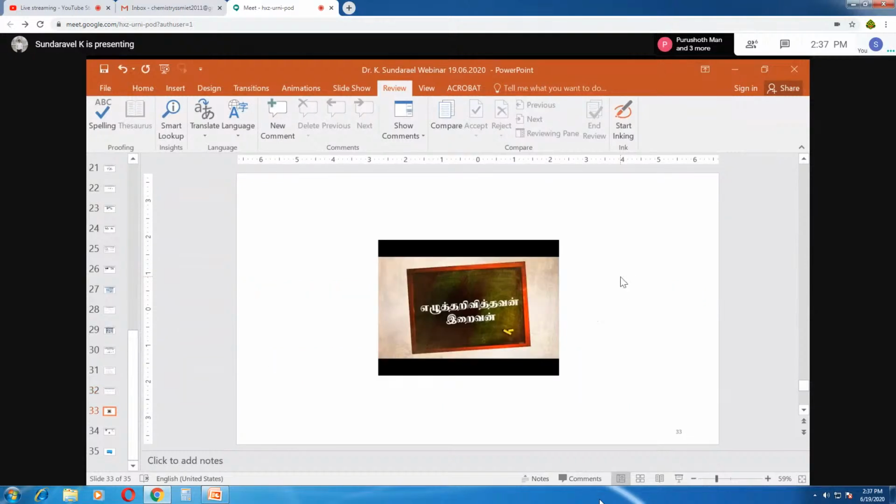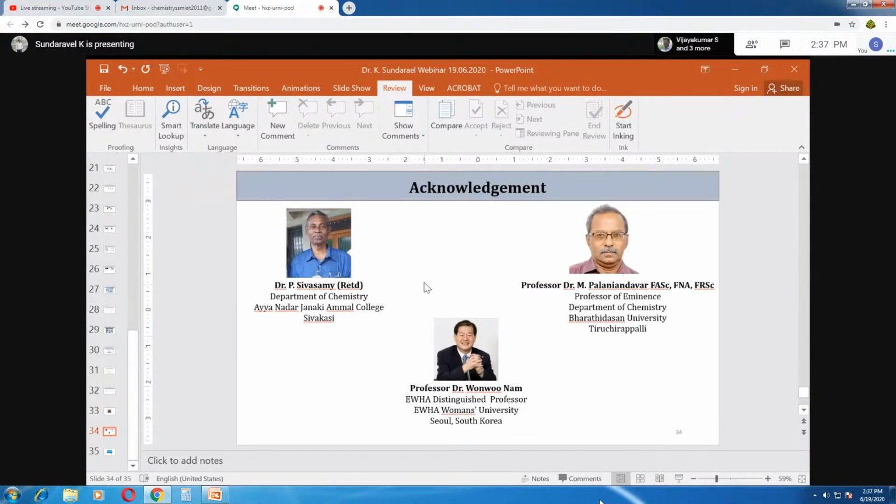So the next thing is I have to acknowledge, before I leave the platform for questions, these three persons who are highly responsible for my present position. One is my PG teacher, Dr. P. Sivasamy, and one is Professor Palaniandavar, who introduced me to biomimetic chemistry. And that was further fueled by Professor Wong Nam. He is one of the pioneer biomimetic chemists who is involved in the generation of high valent metal oxo as well as dioxygen species. These three persons are highly responsible for our current studies in which we are involved.